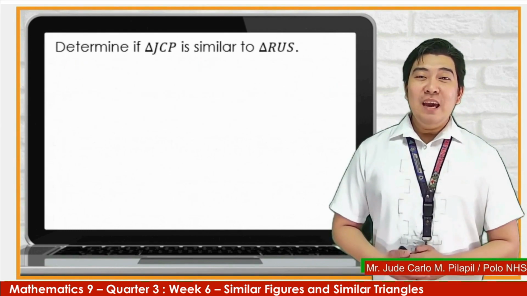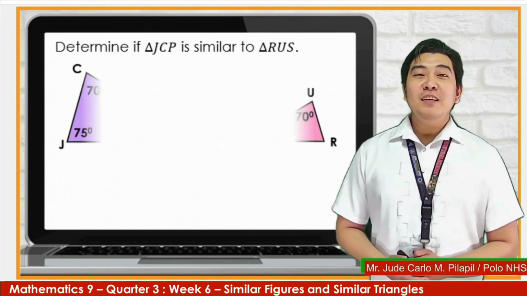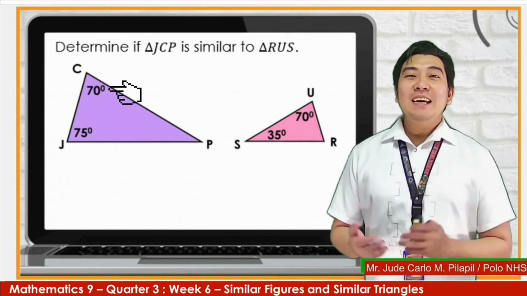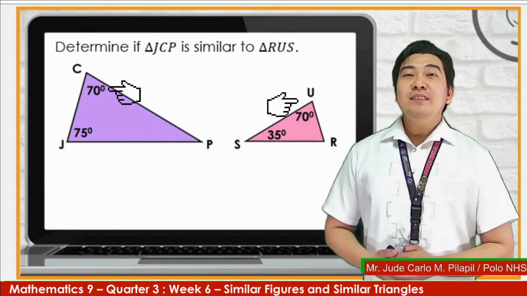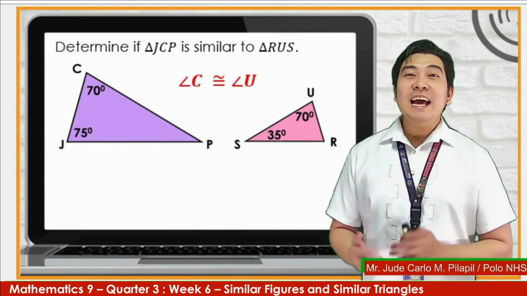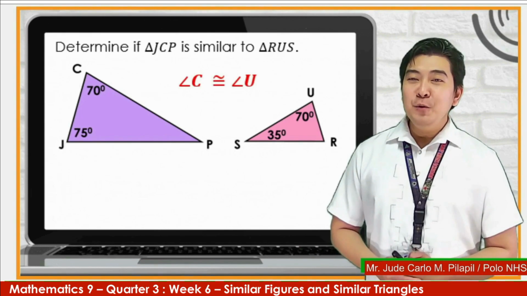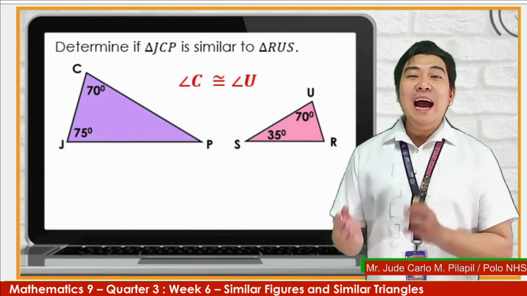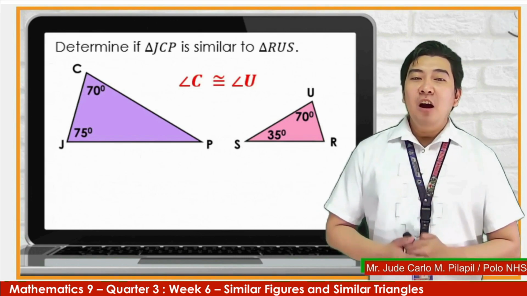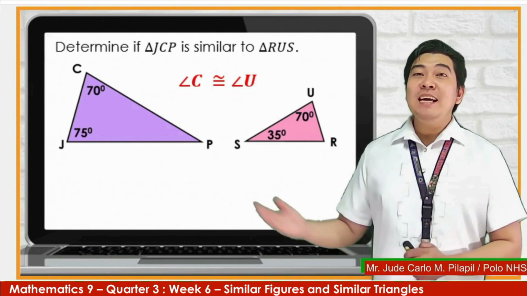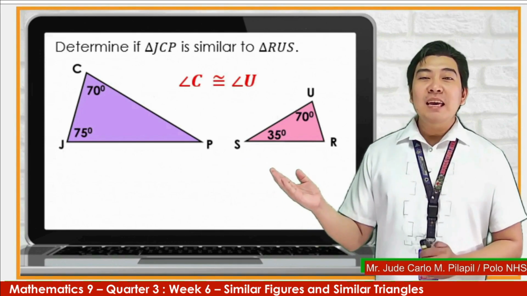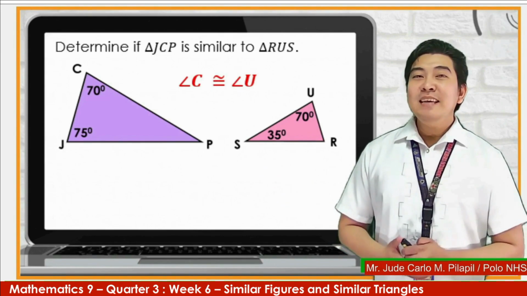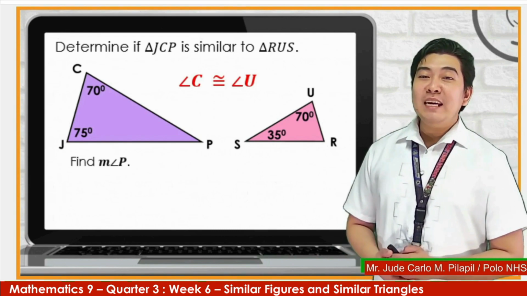Let us determine if triangle JCP is similar to triangle RUS. As we can see in the figure, angle C and angle U have the same measures. Therefore, we can say that angle C is congruent to angle U. On the other hand, we need to solve for the measures of angle P or angle R for us to determine if triangle JCP is similar to triangle RUS by AAA Similarity Theorem. In this example, let us find the measure of angle P.